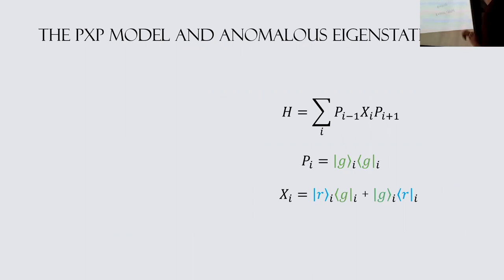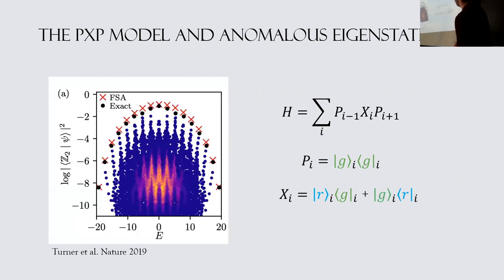Okay, so this is our PXP model, and now, as I said, we can look at the eigenstates of that particular model, which are all of these blue dots here. Here it's plotted as a function of energy, and on the y-axis we have the overlap of these eigenstates with this initial Néel state that we considered. And what we're finding is this very weird picture where it seems like there are a lot of sticks, right? These black dots that actually have a high overlap with the Néel state.